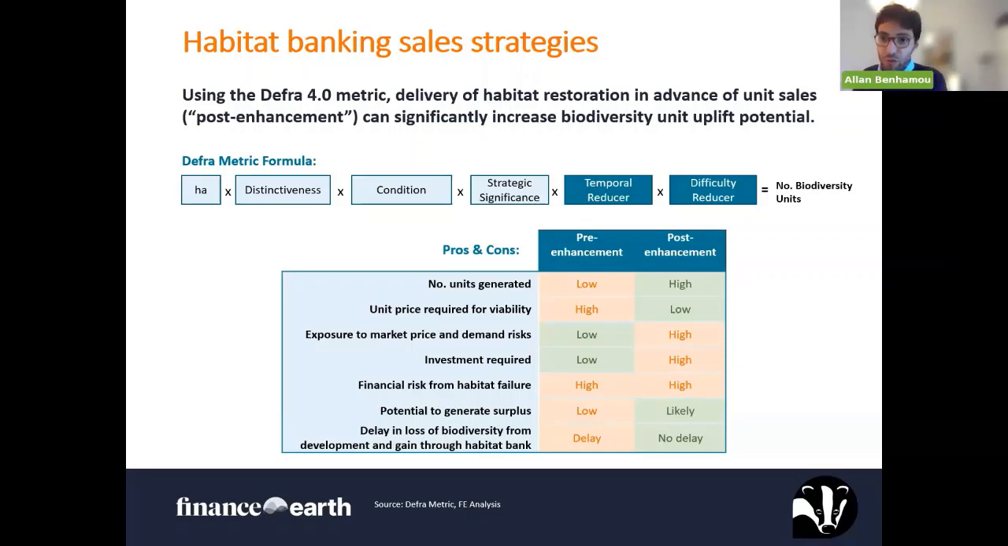One of the key features of the DEFRA metric is the ability to generate more units when selling units from a habitat that has been developed and that has been considered fully restored. And that's what we call post-enhancement units.